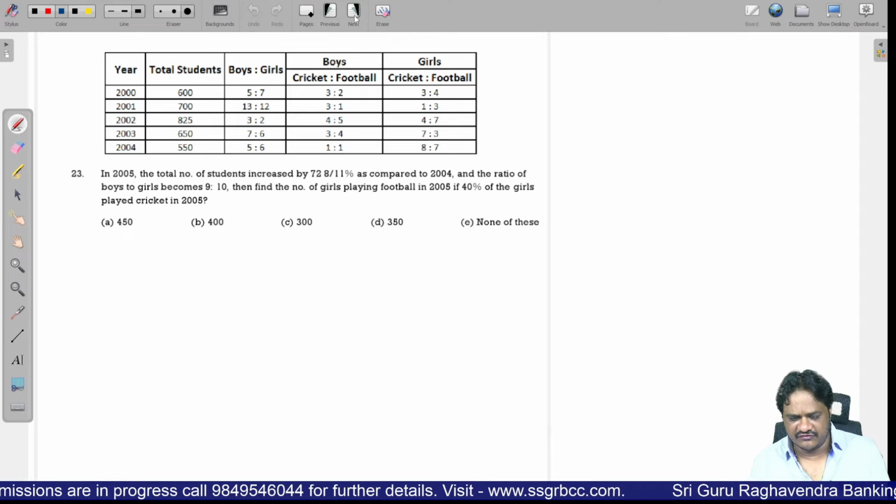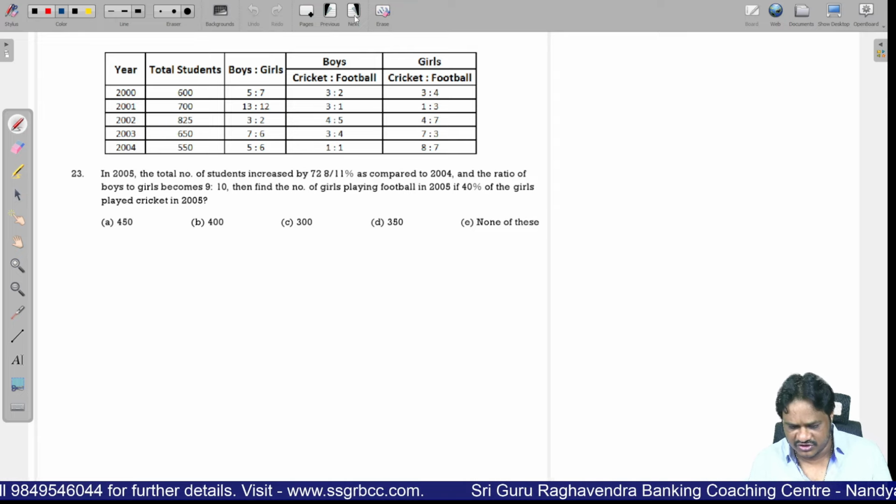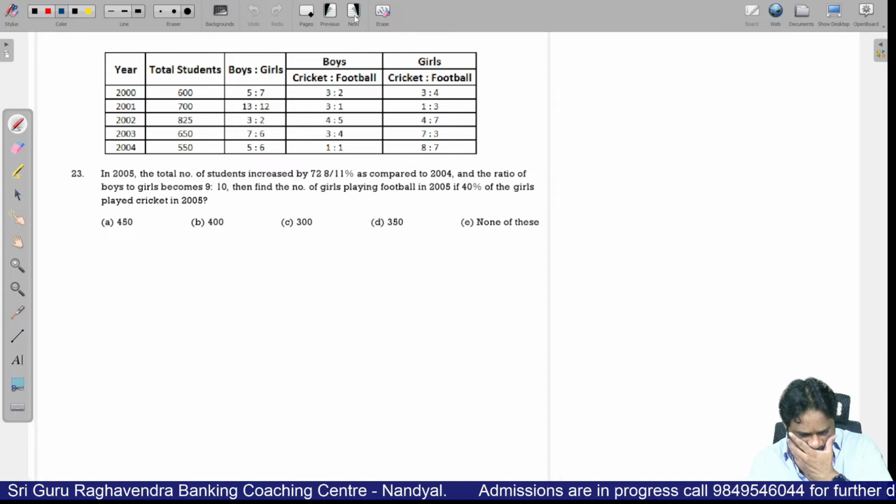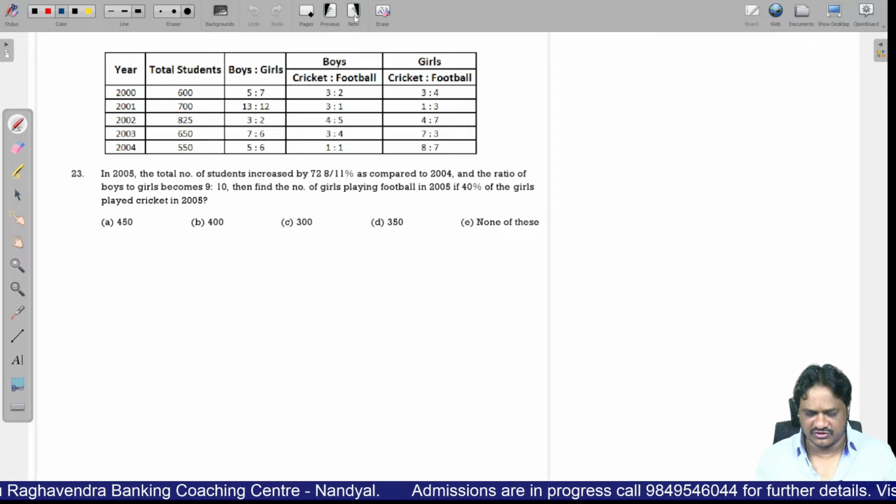In 2005, the total number of students increased by 8/11 when compared to 2004, and the ratio of boys and girls became 9 is to 10. Then the number of girls playing football in 2005 is 40% of the girls. Find the number of girls playing football in 2005 if 40% of the girls are playing cricket in 2005.